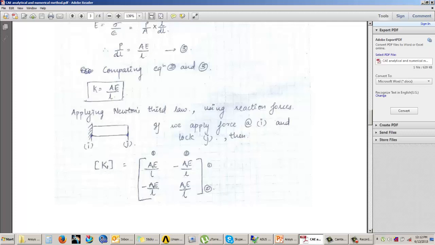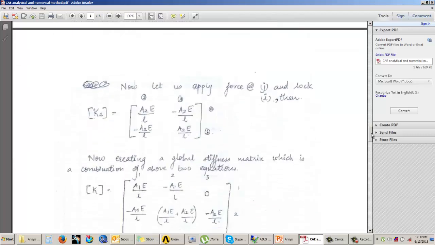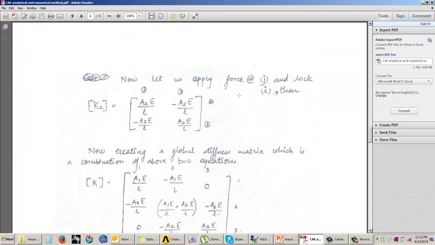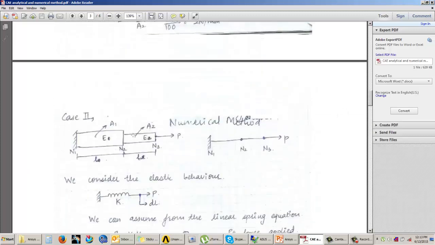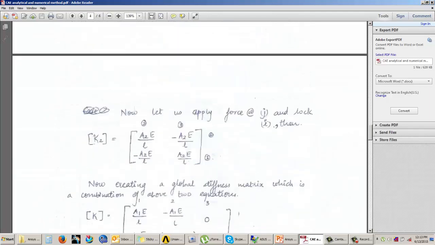So this we have assumed for the first bar. Similarly, we are going to make a similar assumption for the second bar. Now we are applying force at the J node and we are locking I. In the second bar, we are applying force at J and we are locking I. So the stiffness equation becomes like this: A2E upon L, minus A2E upon L, minus A2E upon L, A2E upon L.